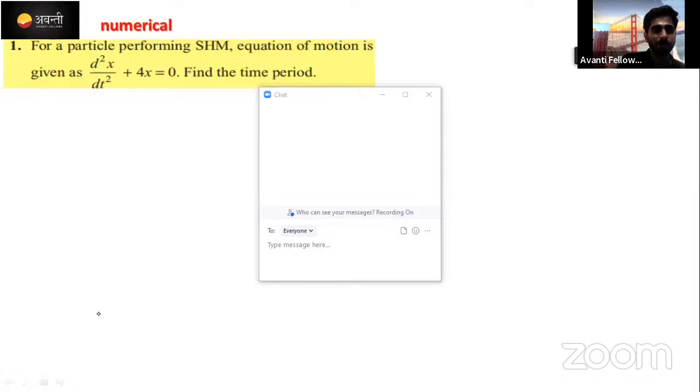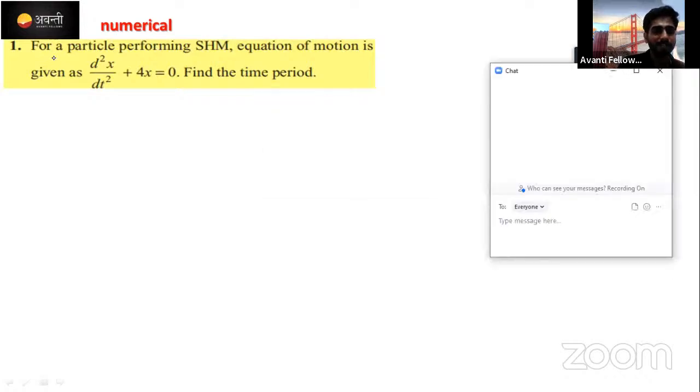Okay. Here one problem is there. Look, the problem is saying that for a particle performing SHM, the equation of motion is given by d2x by dt square plus 4x is equal to 0. Find the time period. What is the time period?